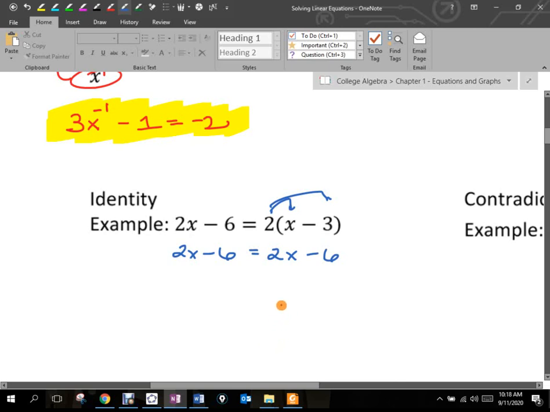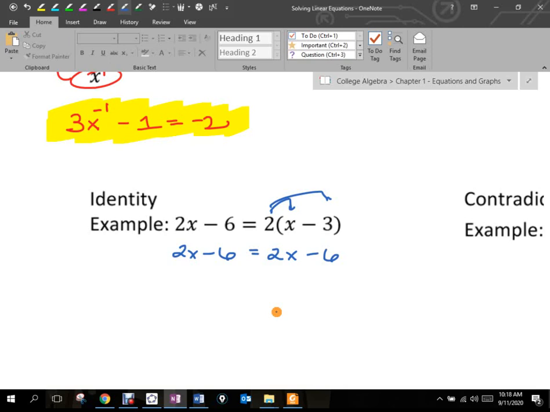Say again? So x is allowed to be anything in this case. Why did you say that? Right. So if I plug in 10 on the left-hand side, that's exactly the same thing as plugging in 10 on the right side. I'm going to do the exact same math, right?